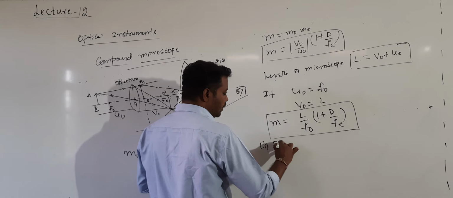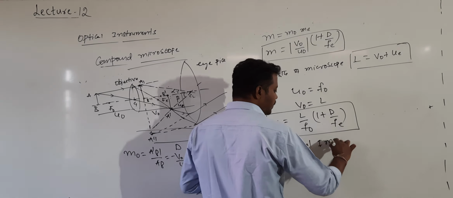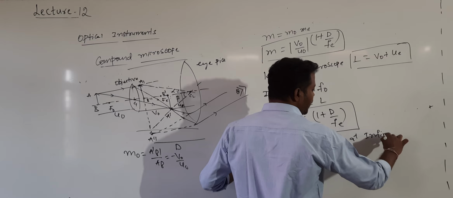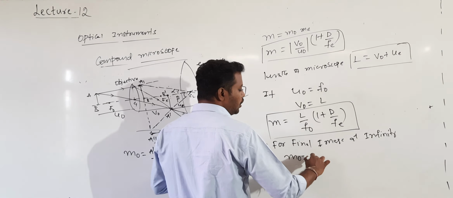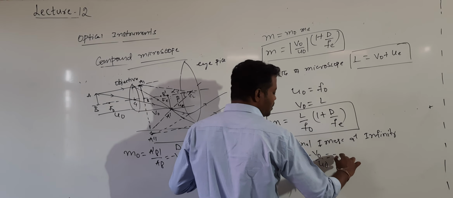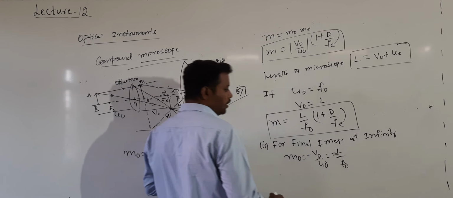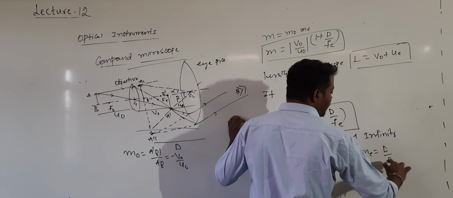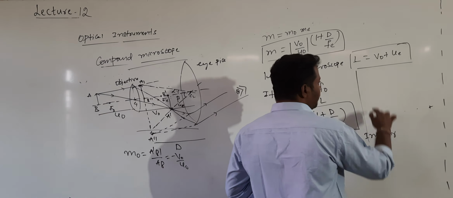So for the final image at infinity, whenever the final image is at infinity, what is the M0 value? M0 value is minus v0 by u0, if we make that assumption, which is given by L divided by f0, minus L divided by f0. And for the image at infinity, the Me value will be given by D divided by Fe.